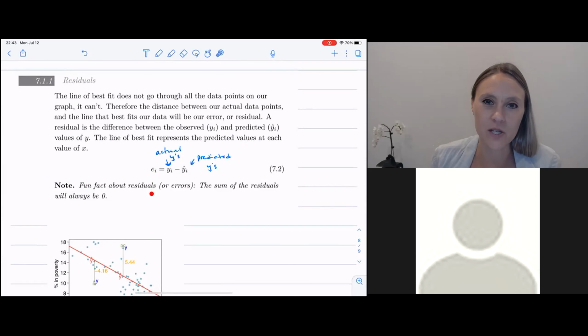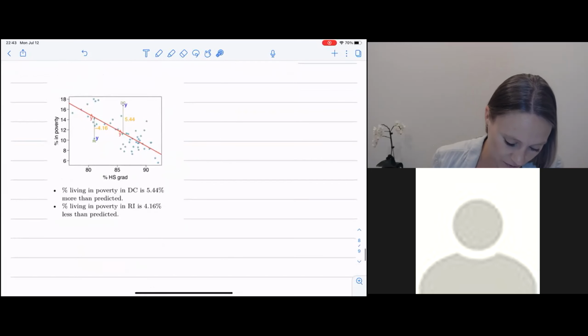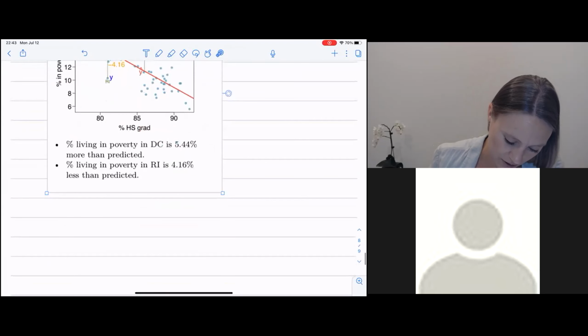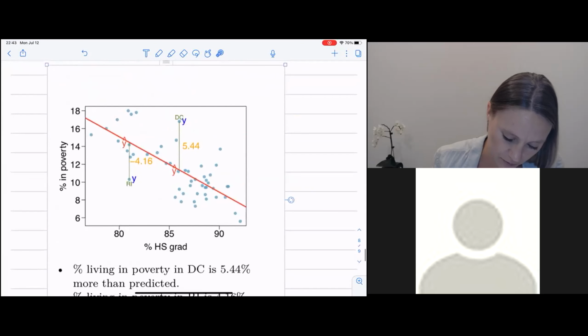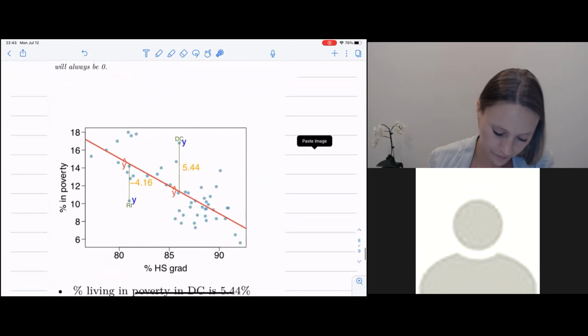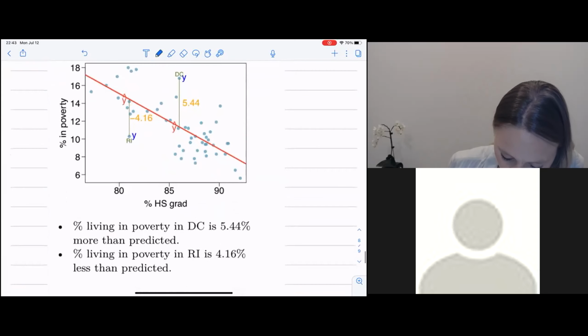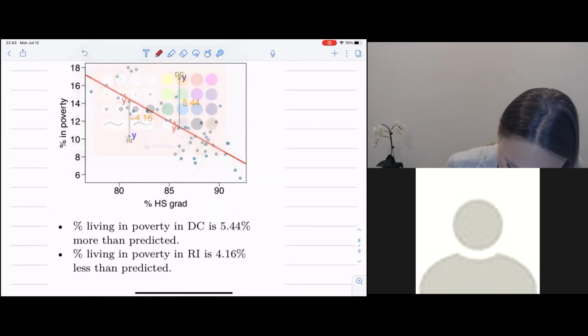The sum of the residuals will always be 0. So if you add up your residuals, you will get to 0. So let's have a look at some of these residuals here. How do they behave? Helps if we zoom in a little bit, I guess. So this is our line of best fit on here.